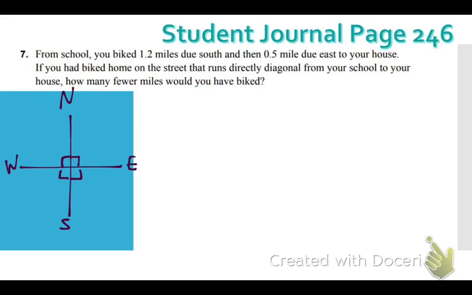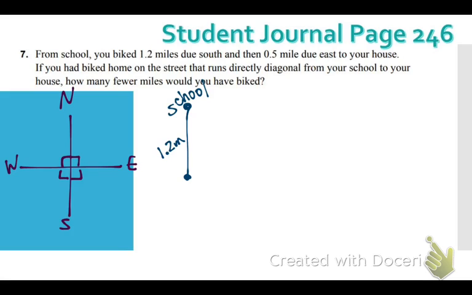So, number 7, from school, you biked 1.2 miles due south. So where did we start? School. So pick a place and draw a dot and say school. You can write TCA, I don't care, or S for school. And you biked south. So which direction is south? Down. So we went 1.2 miles south.